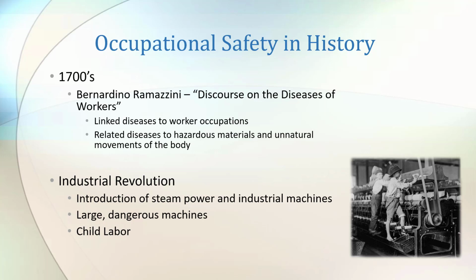And you came to the Industrial Revolution, and it was the introduction of steam power, industrial machines. It was the introduction of the assembly line system, and because of this, we introduced large, very dangerous machines. And you also had a large child labor issue, which in some countries still goes on today. But during the Industrial Revolution, it was not uncommon for children to work in these factories to help their parents out and help to pay for food.